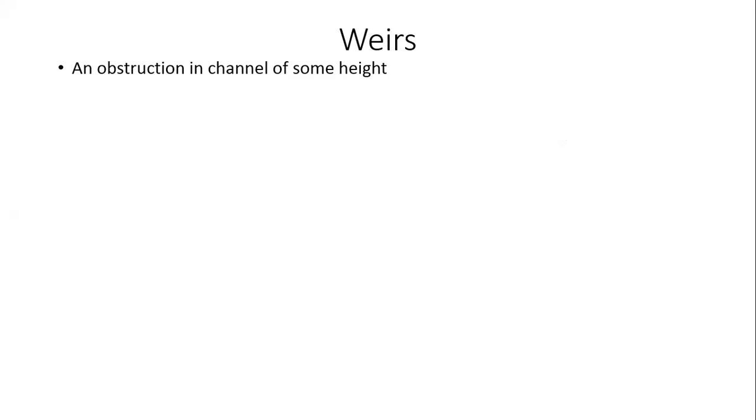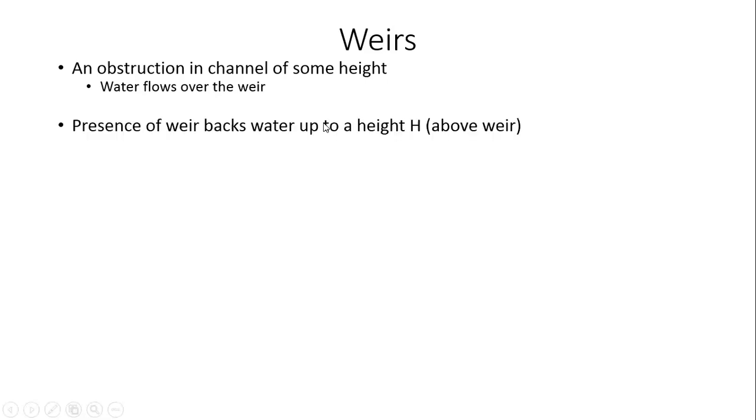Now what this obstruction does is that it ensures that the water flows over the weir. Okay, so what happens is that when there's an obstruction, the water will build up and then it will flow over the weir, right? So the presence of the weir backs up water. The presence of a weir backs water up to some height h above the weir.